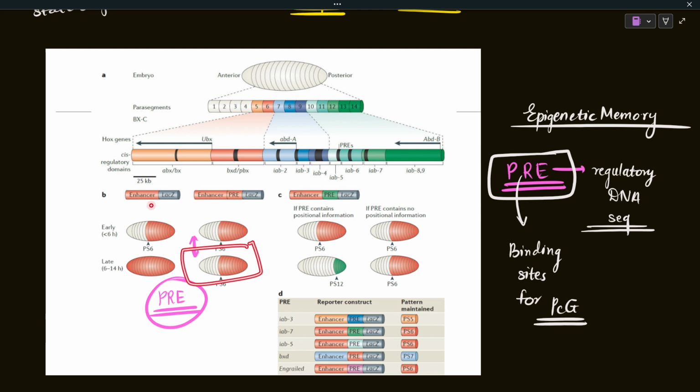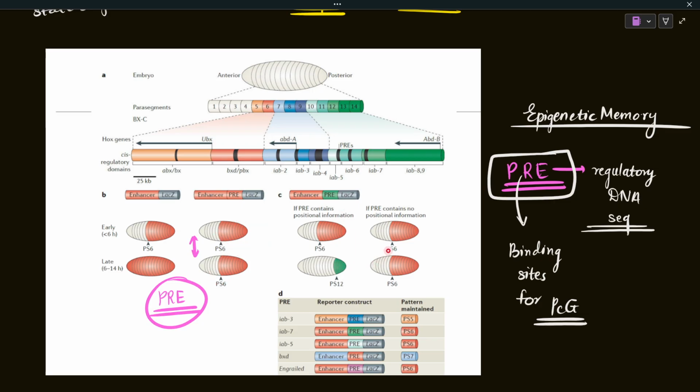See, the repression is already done in this region, but it is not maintained in further development because there is no Polycomb response element to which the Polycomb group can attach. But here, when there is a Polycomb response element present, the repressive state is maintained. That is why the expression of the enhancer is only in the posterior segments.